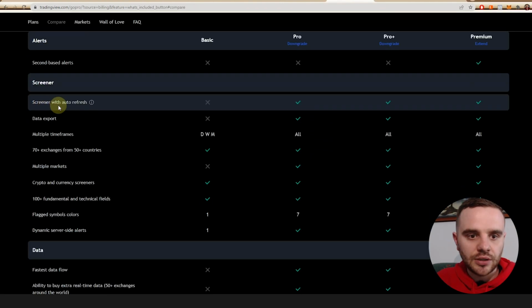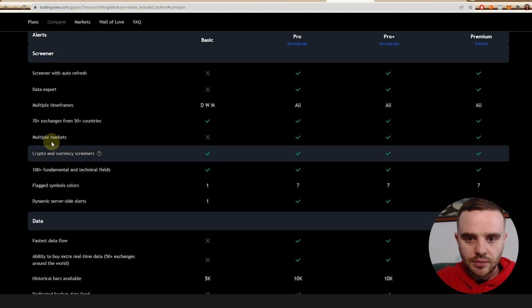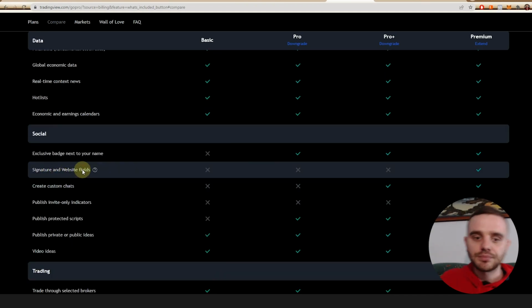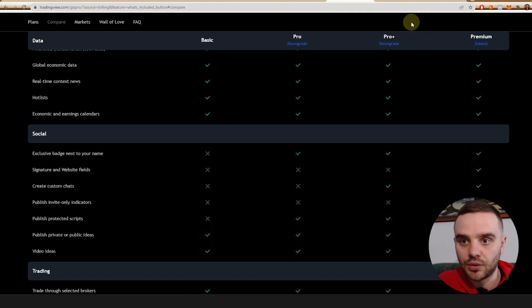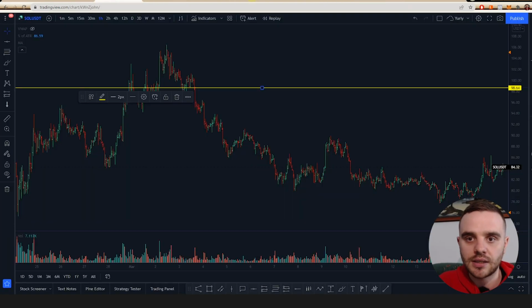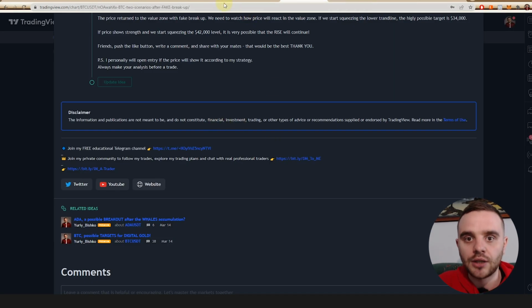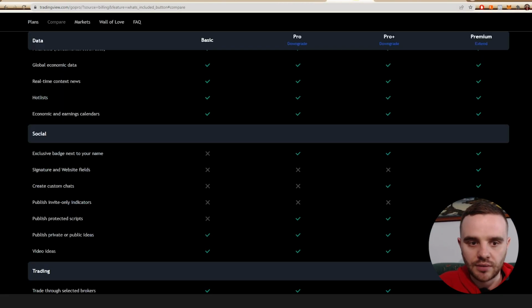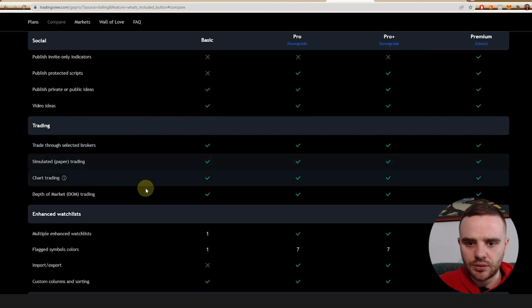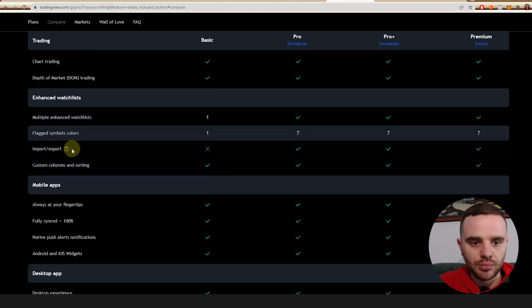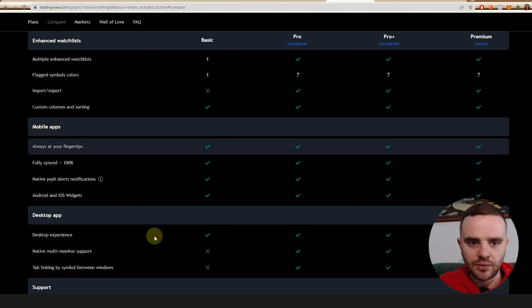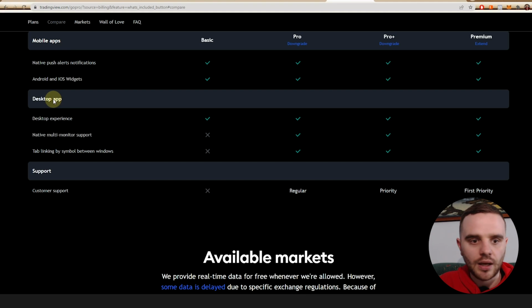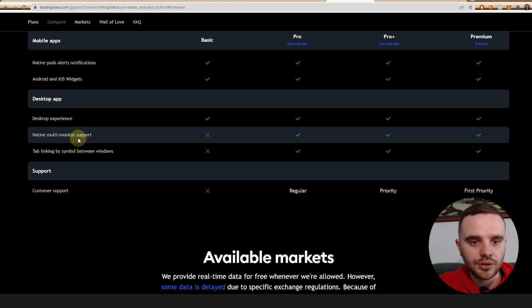The next one, screener with auto refresh. The next one, signature and website fields. This one is really important because, as I told you, if you are an author on TradingView and you would like to have something like this, where you can write your offer, your proposition, you can have it only when you have a premium account. In all other cases, you don't have access to it. What else is really important? There's nothing. Import export, mobile apps, everything for everyone, and native multi-monitor support.